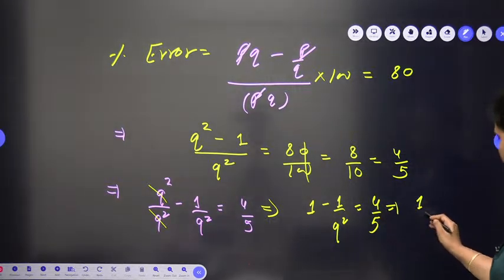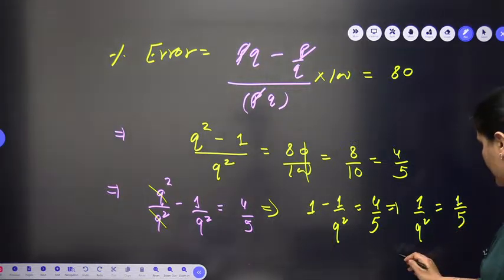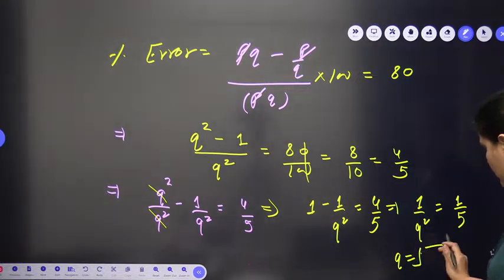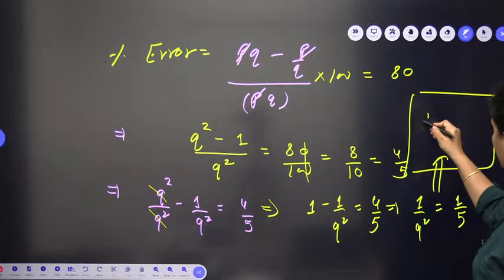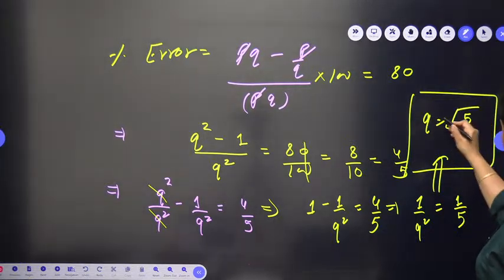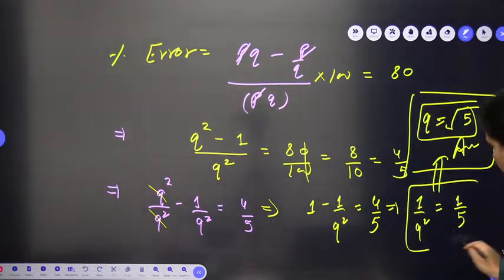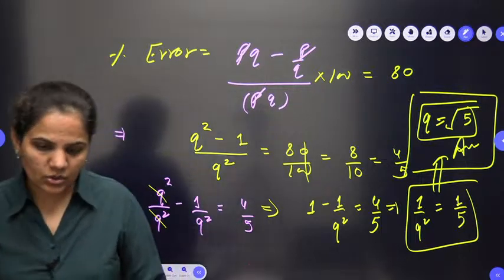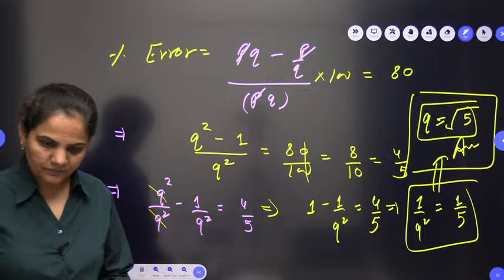When I go for this, 1 by Q square is nothing but 1 by 5. So from here the value of Q will be square root of 5. Very simply we can approach it, because 1 by Q square is 1 by 5. I need to find out the value of Q, so Q will be square root of 5. Very simply we can write down.